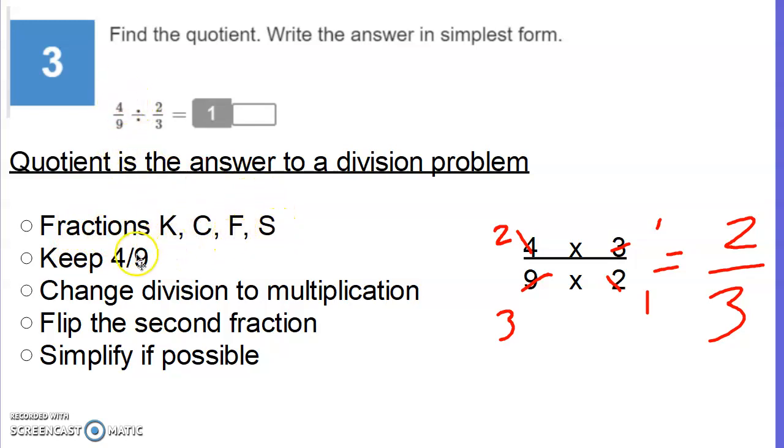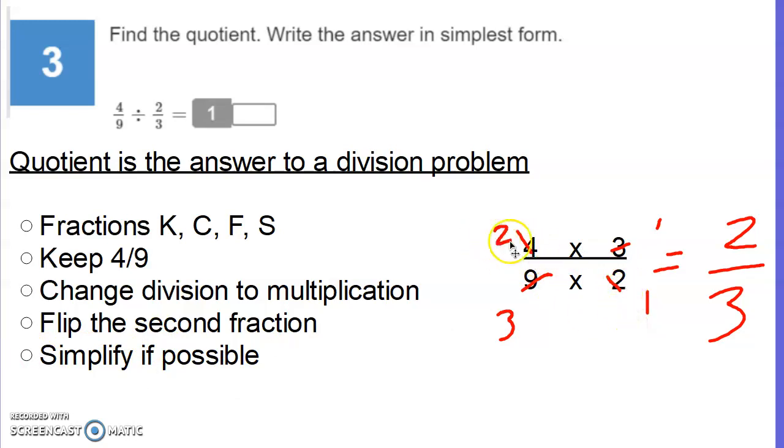So we keep the first number, which is our 4/9. We change our division to a multiplication problem. And then we flip the second fraction from 2/3 to 3/2. And then we simplify. Well, we would have 4/9 times 3/2.